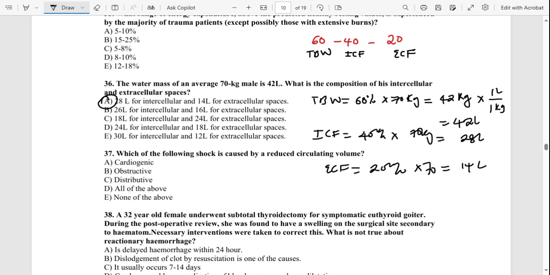As we go out of this discussion, I want us to go and look at what we call third spacing, the concept of third spacing in burns.